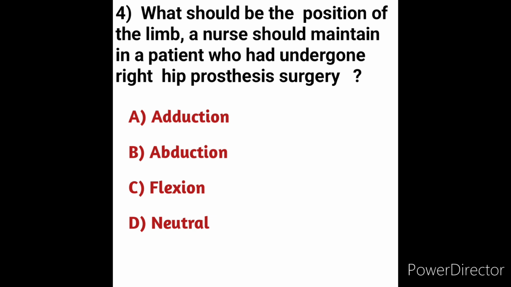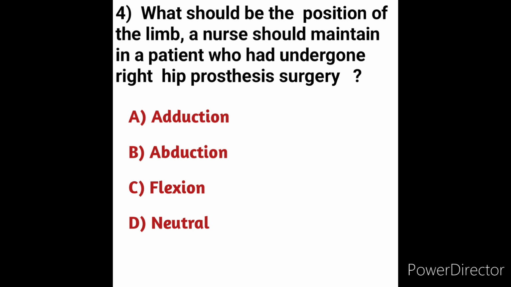What should be the position of the limb a nurse should maintain in a patient who has undergone right hip prosthesis surgery? Which position should the nurse maintain for the limb? We will see the options here. Option A, adduction. Option B, abduction. Option C, flexion. And option D, neutral.